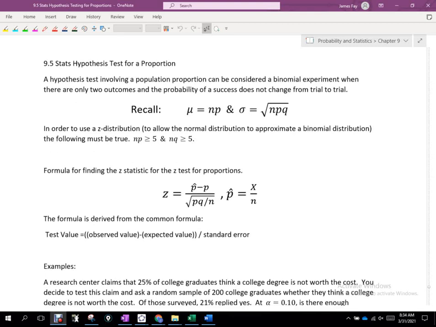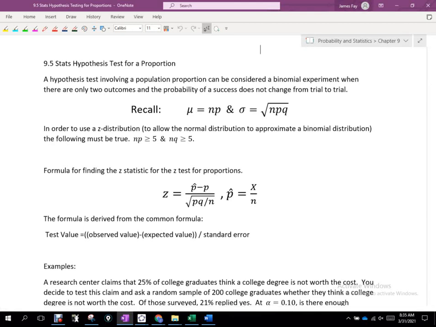Successes are obviously the thing that we are trying to test. That proportion is the thing we're usually interested in. If you remember from binomial experiments, our mean is n times p, n being the sample size and p being the proportion. And then the population standard deviation is the square root of npq. We talked about that in chapter 8 at some point, 8.4 or something like that.